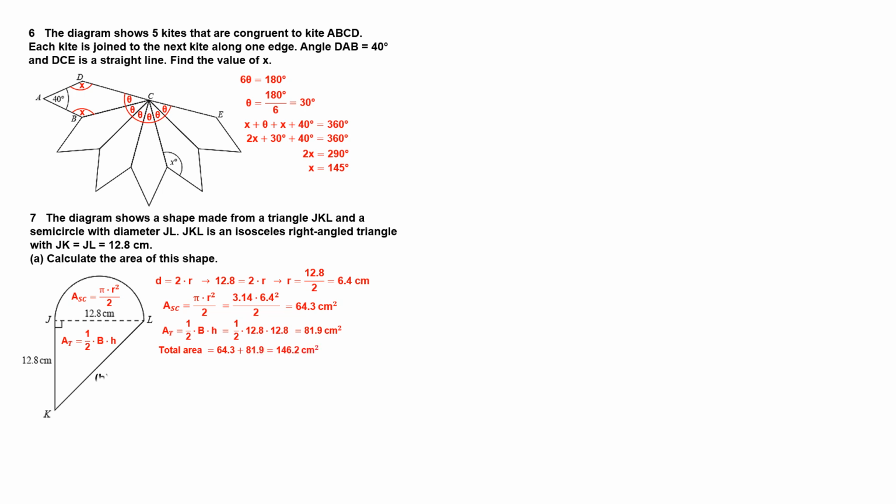Item B. Calculate the perimeter of this shape. Item B asks you to calculate the perimeter of the shape. The perimeter is the total length of the boundary of the shape. For the semicircle, remember that its length is half the circumference of a full circle. Next, you will need to calculate the length of the leg KL in the right triangle using the Pythagorean theorem. Finally, calculate the perimeter of the shape.